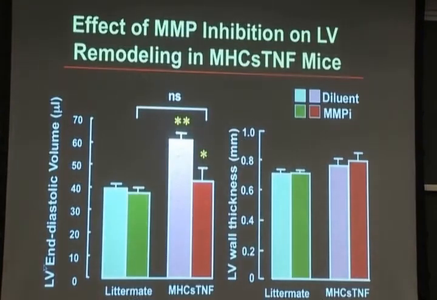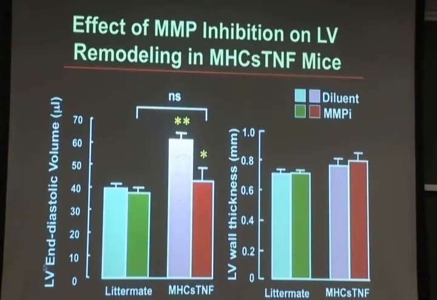So what we wanted to do was to prove that the MMPs were actually involved. And so we got the matrix metalloproteinase inhibitors from Procter & Gamble through our collaboration with Frank Spinelli. And we just fed the mice the MMP inhibitors for a period of about 4 weeks.